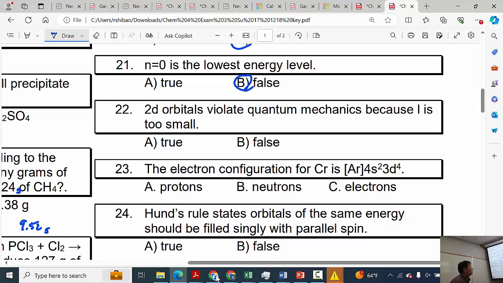22. 2d orbitals violate quantum mechanics because l is too small. True? Actually, 2d orbitals violate quantum mechanics because l is too big. What's the max l? Max is n minus 1. What is n? It's 2. 2 minus 1 is equal to 1. So the max l value is 1, which is a p orbital, not d.